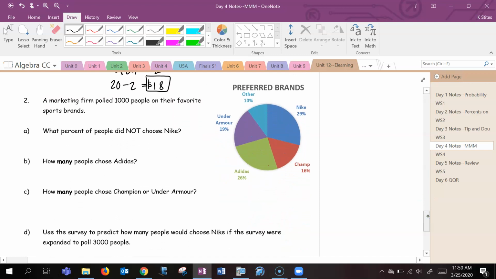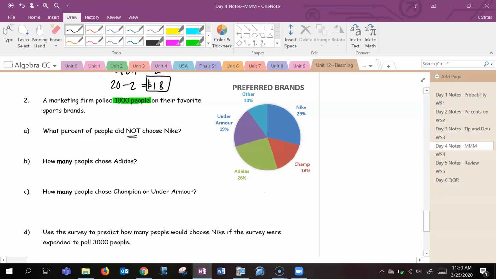All right, preferred brands. A marketing firm polled 1,000 people on their favorite sports brands. Notice 1,000 here, that's our total. First thing we want is what percent of people did not choose Nike. Did not choose Nike, notice.